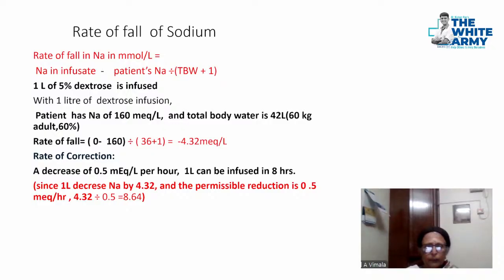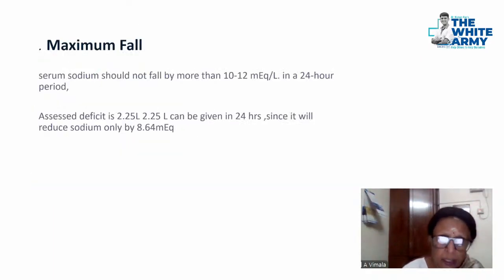1 liter decreases sodium by 4.32. The permissible reduction is 0.5 milliequivalent per hour. So 4.32 divided by 0.5 is 8.64. So this 1 liter of fluid can be given over a period of 8 to 9 hours. The maximum permissible fall in sodium should be around 10 to 12 milliequivalents. And the assessed deficit is 2.25 liters. So this can be given in 24 hours since it will reduce the sodium only by 8.64 milliequivalents.